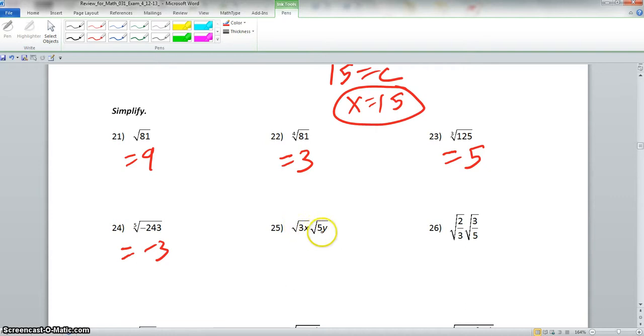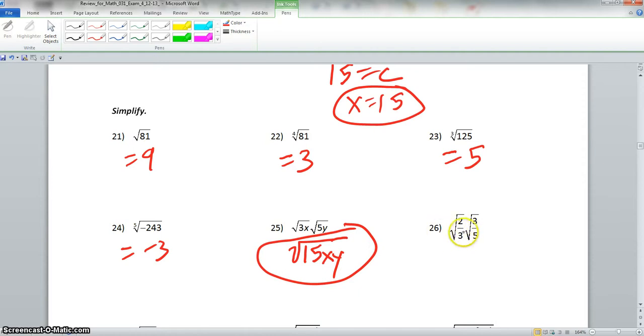Now we have the square root of 3x times the square root of 5y. We cannot do anything with that as is, so what we will do is multiply them. This will give us the square root of 3 times 5 is 15, and x times y is xy. So our final answer is the square root of 15xy.